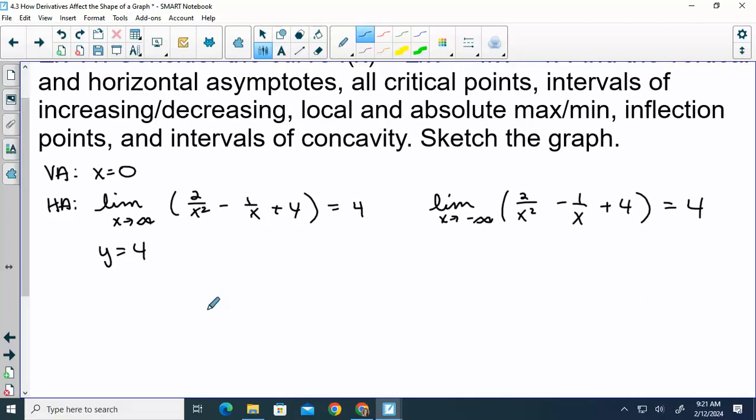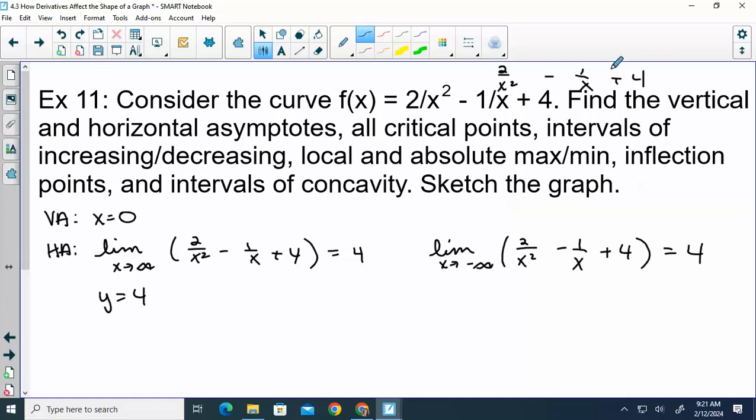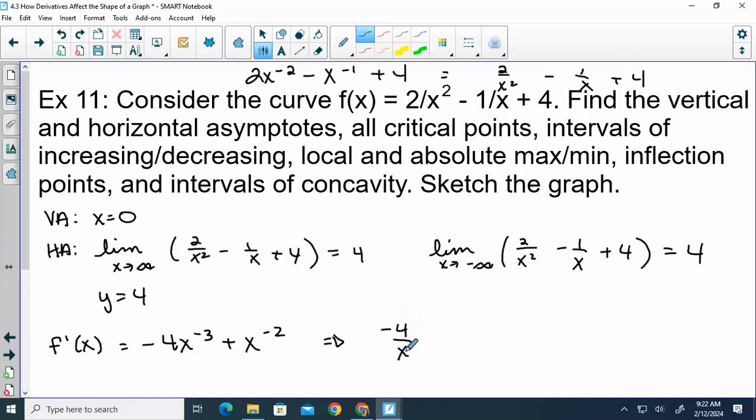Now we can do all of our stuff. We need our derivative. You can think of it like this. It might be easier for derivative purposes to think that's like 2x to the negative 2 minus x to the negative 1. So we need our first derivative. So that's negative 4x to the negative 3 plus x to the negative 2. Okay, if you don't like how that's written, that's negative 4 over x cubed plus 1 over x squared.